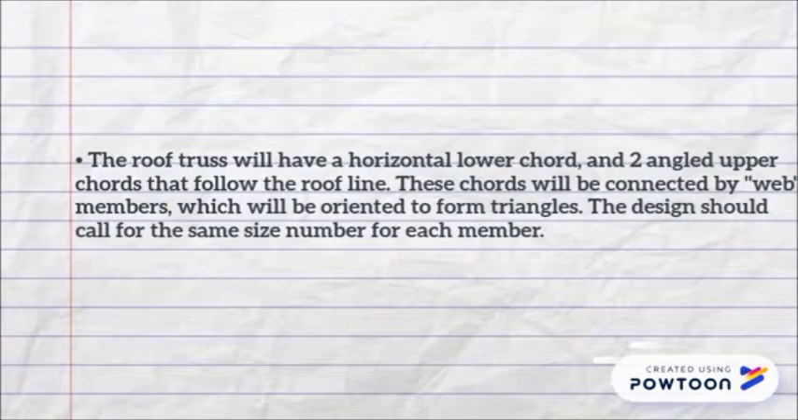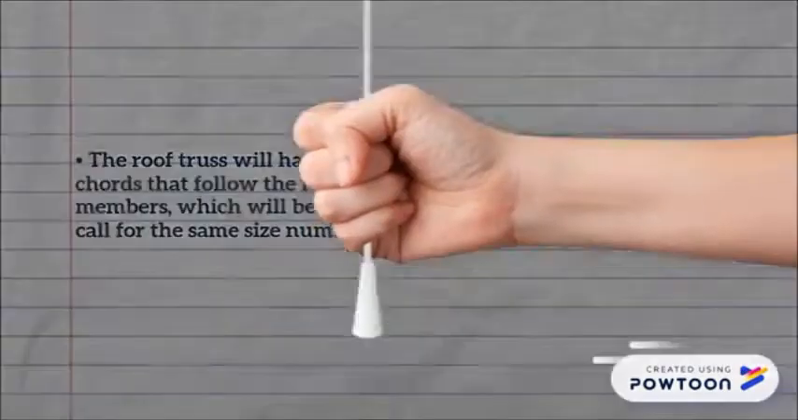The roof truss will have a horizontal lower chord and two angled upper chord that follow the roof line. This chord will be connected by web members which will be oriented to form triangles. The design should call for the same size lumber for each member.